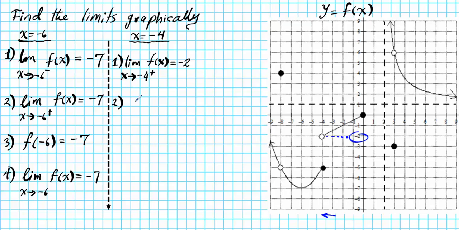Question 2. What is the limit as x approaches -4 from the left? As you're approaching -4 from the left, we can see that we are approaching a point. -4 from the left is a point that's defined, but -4 from the right is a point that is not defined. So as you're approaching -4 from the left, you're approaching a point. What is the y-coordinate there? As you can clearly see, the y-coordinate is -5. So our answer here is -5.